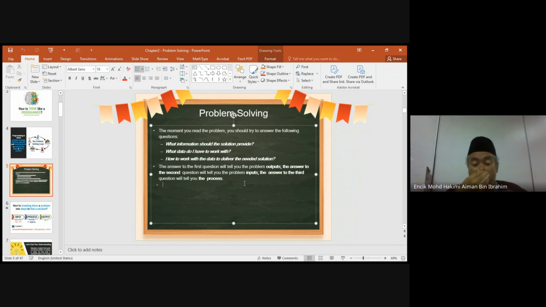But if you do some survey and then you find some problem, you can deploy this concept also. What is the information from this situation, from this scenario, and what are the data that you can use from that scenario, and then how you can use that data to come up with a better solution, for example.